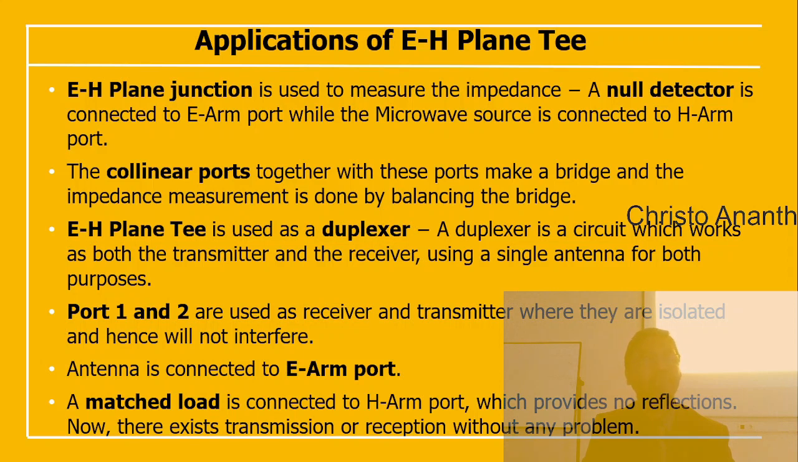So the null detector is connected to the E arm port, while maybe the microwave source is connected to the H arm port. Here the collinear ports together with the ports will be making the bridge, and impedance measurement is done by balancing the bridge.